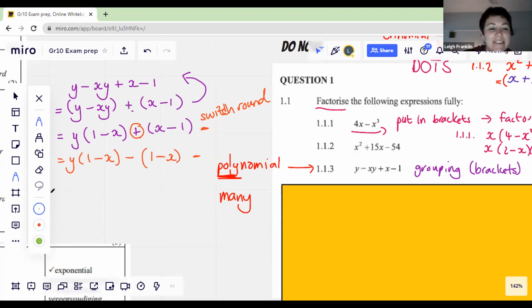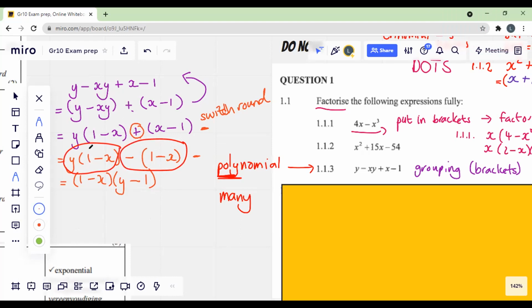Okay, so here we go. Now we're going to take out 1 minus x as our highest common factor. What's left? It's going to be 1 minus the invisible 1 in front of that. What you need to see here is that this is one where it's so easy it's difficult. Here is the first term. Here is the second term. So we're taking 1 minus x out of both. What we're left with is y minus 1.